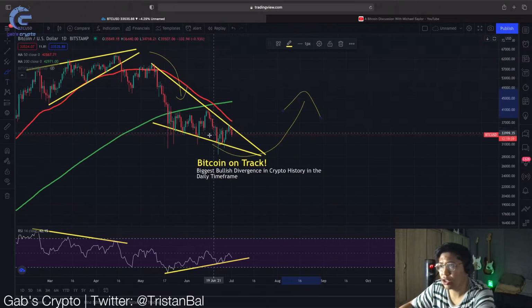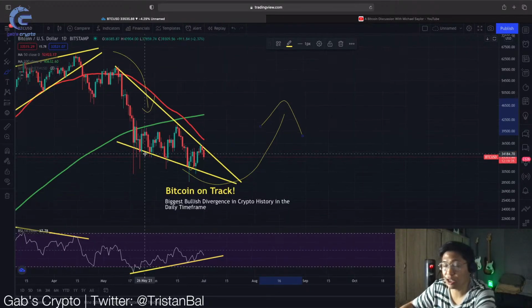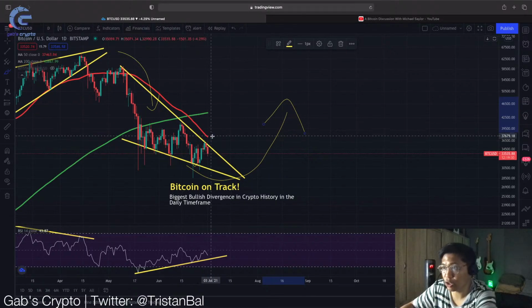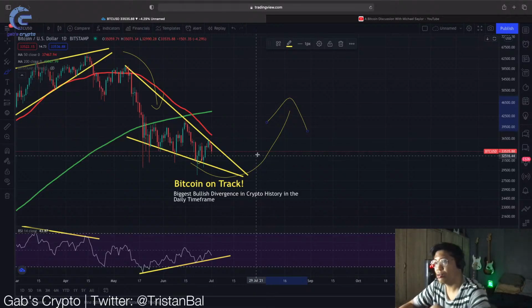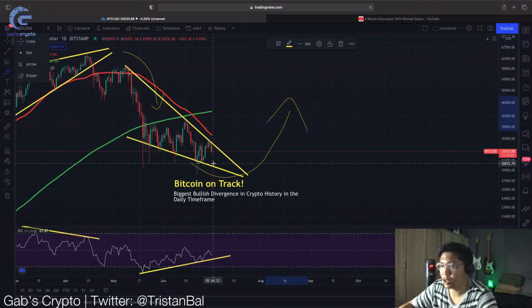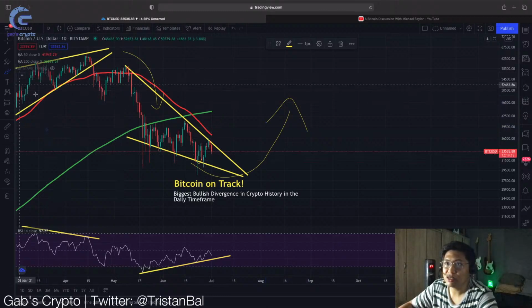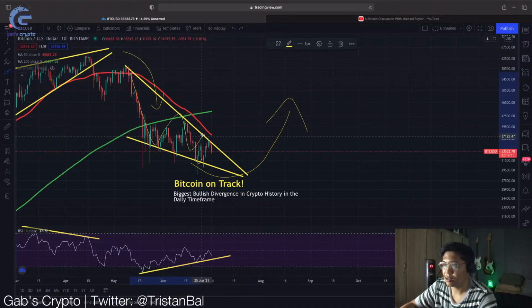So, ito yung kailangan natin ngayon i-watch out. So, on top of this being the biggest bullish divergence in history, this is also forming a falling wedge, which is traditionally a trend reversal to the upside. So, this is a good indication na possibly na ito na ngayon possible bottom. And usually, ang kanyang movement would somehow go like this.